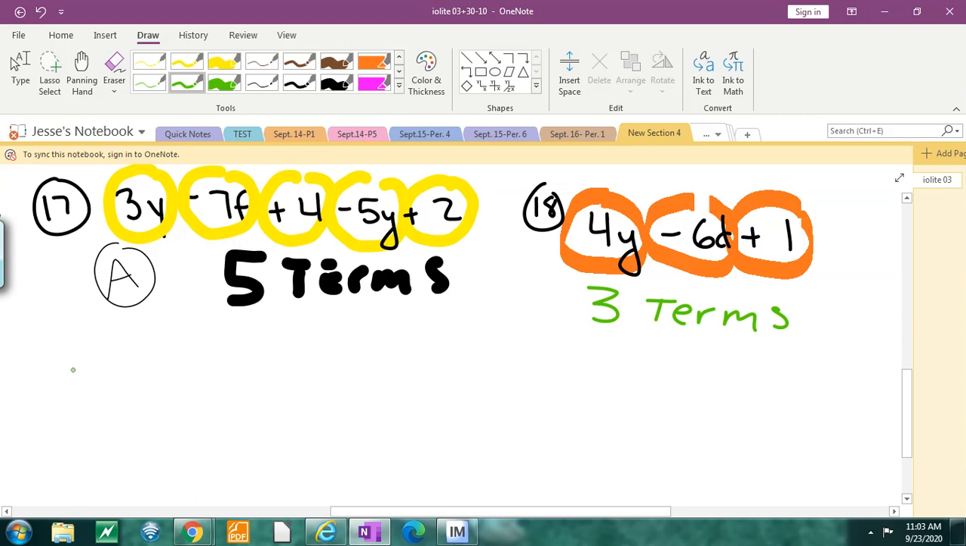Música. 17, 18, 19. Ooh, slow jam. Boom, bam. We're almost running out. Here we go.